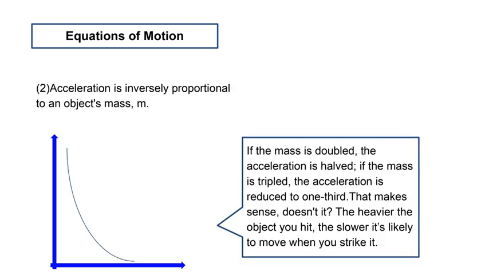2. Acceleration is inversely proportional to an object's mass, m. If the mass is doubled, the acceleration is halved. If the mass is tripled, the acceleration is reduced to 1/3. That makes sense, doesn't it? The heavier the object you hit, the slower it's likely to move when you strike it.